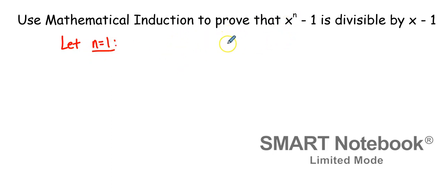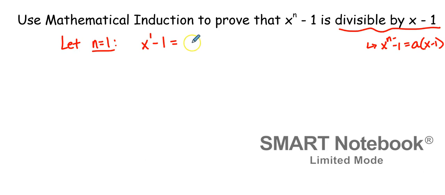So we're looking at x to the first minus 1. We want to show that that's divisible by x minus 1. And so what we're really trying to show is that x to the n minus 1 is some multiple of x minus 1. All right, so in this particular case, it's just x minus 1. So we know that x to the first minus 1 is equal to 1 times x minus 1. So that works. The first case works. So next part, we want to assume that it works for the kth term.